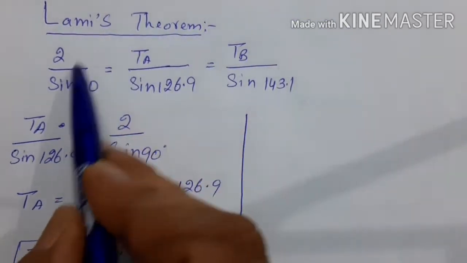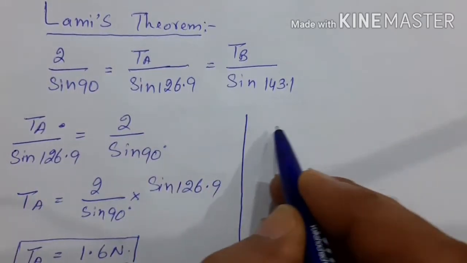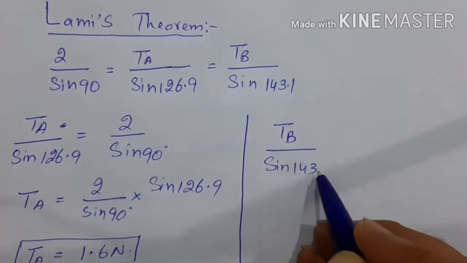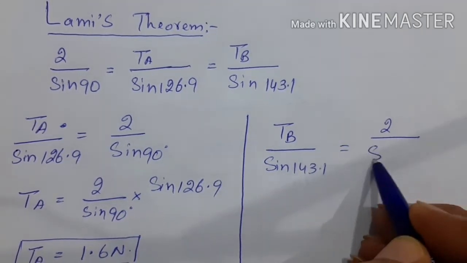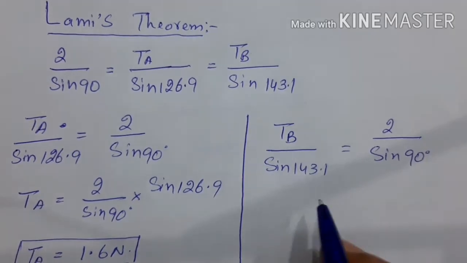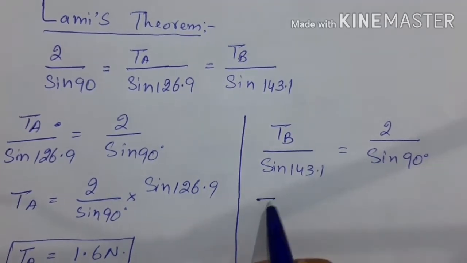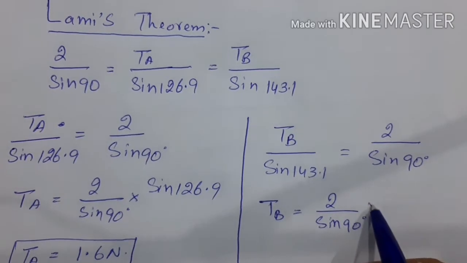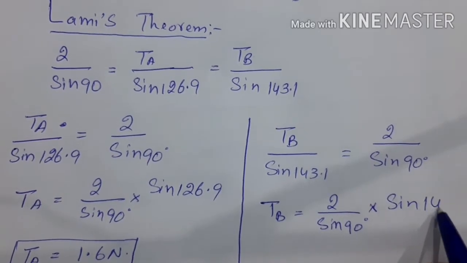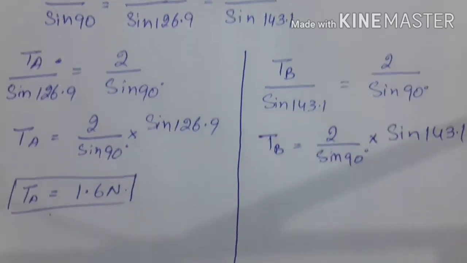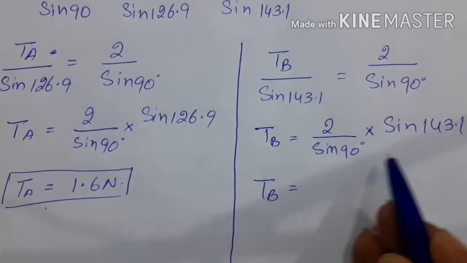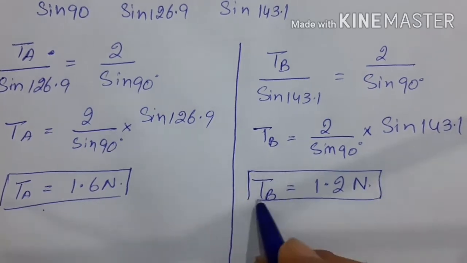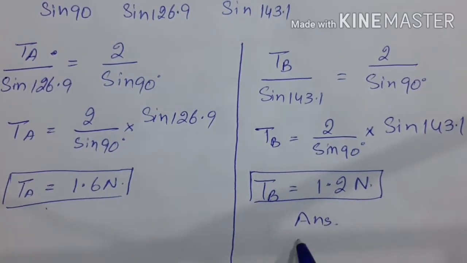For TB, I will use this pair, the first and the third one. So TB over sine 143.1 is equal to 2 over sine 90. So TB will be 2 over sine 90 multiplied by sine 143.1. So when we solve this by calculator, I'll get the answer 1.2 newtons. So this is the second tension. These are our answers of question number 3.